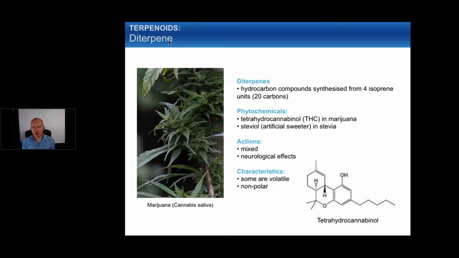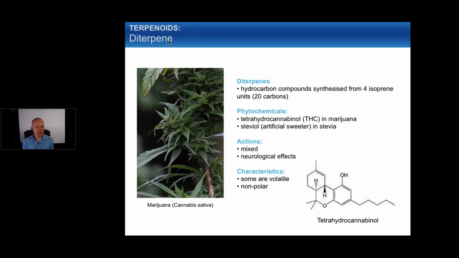So lots of different actions associated with these compounds. THC has some neurological effects. It also has some antiemetic effects. It may have some immunomodulating effects. Steviol, I think it just has an artificial sweetener taste. It may have some other effects. Some of these diterpenoids are volatile. Some of them aren't. They're all nonpolar.